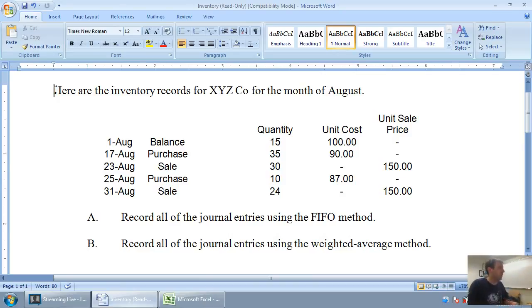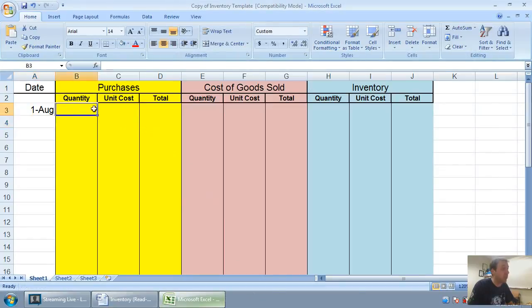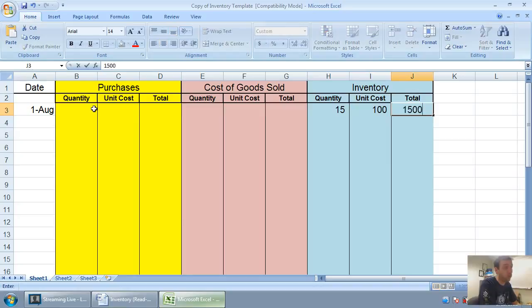The question says, here are the inventory records for XYZ company for the month of August. And you can see there's the balance, the purchases and sales, and we've done the FIFO method. Now we're going to do the weighted average method. So we start with the same starting point as the last one. We had a beginning balance of 15 units at $100. That means we didn't make a purchase on this day. We didn't make a sale on this day. We just had a balance of 15 units at $100 for $1,500.